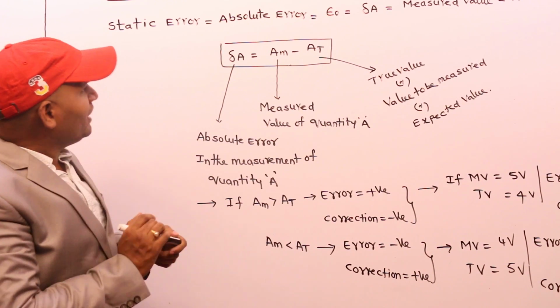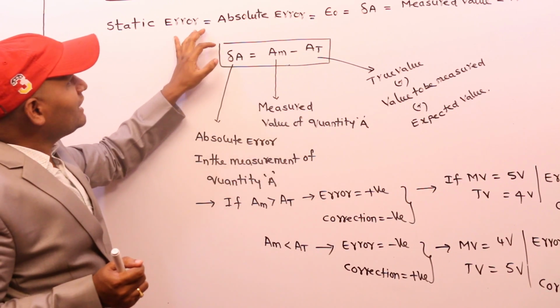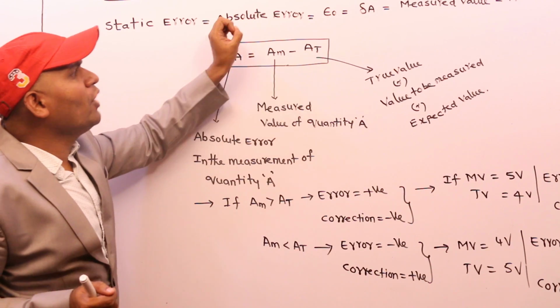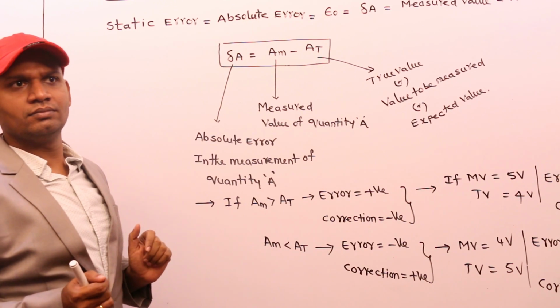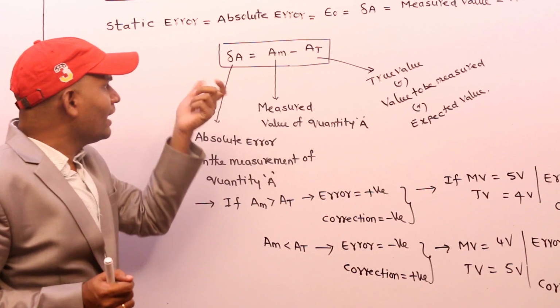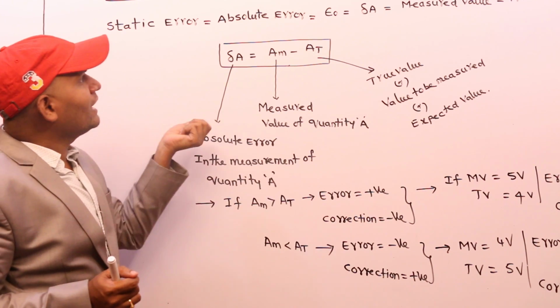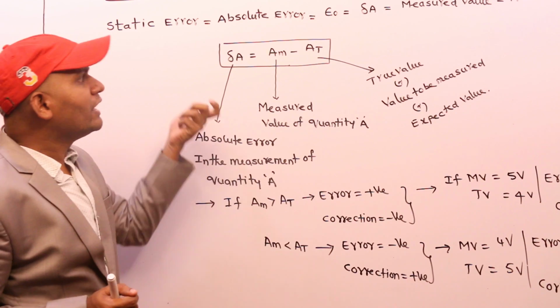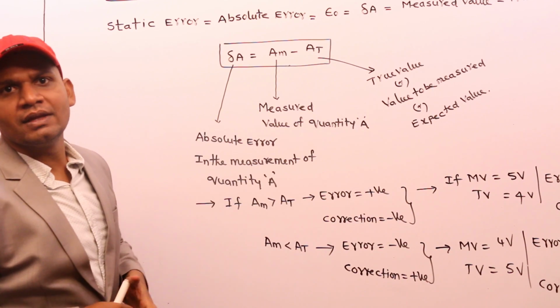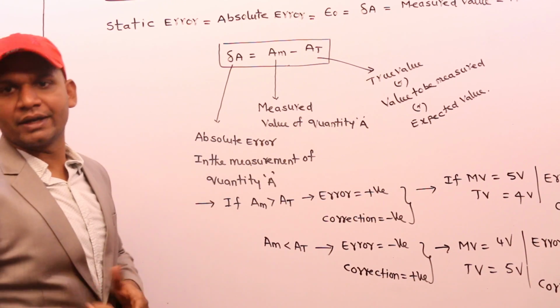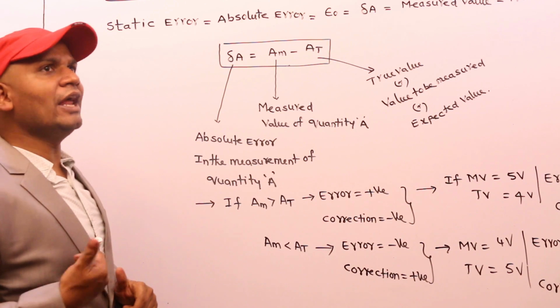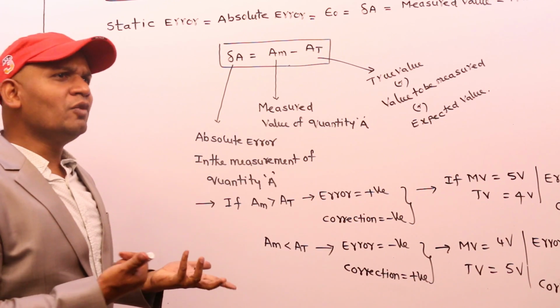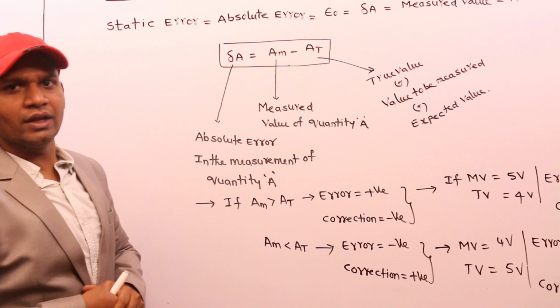But you remember, here this static error or absolute error does not have any significance. In the practical analysis, this static error or absolute error does not have any significance. That's why we are defining another type of error, that is nothing but a relative error. We can define the relative error, or it is also called fractional error.